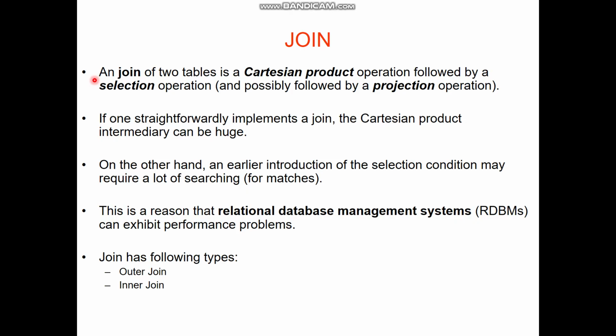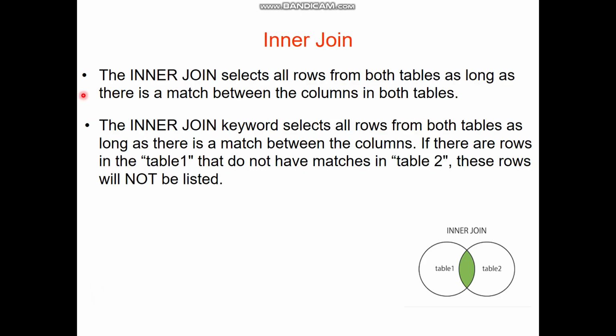There are two major types of joins. One is outer join, one is inner join. The difference between the two is that the inner join will contain only those records which are part of the selection. Outer join will include those rows as well which are not part of the join. So basically the inner join selects all the rows from both tables as long as there is a match between two columns. Looking at this Venn diagram, there are two tables and this overlapping area is common between the two. If we apply inner join, it will return this specific portion.